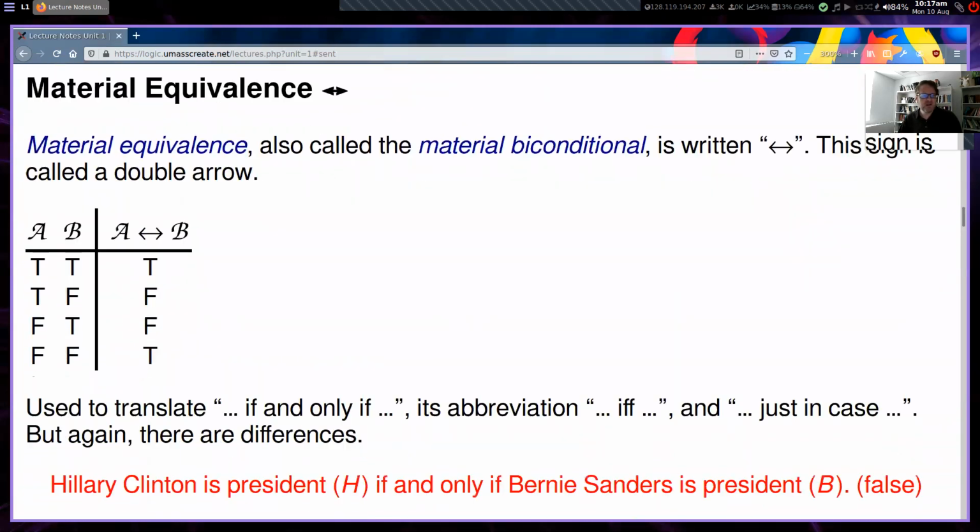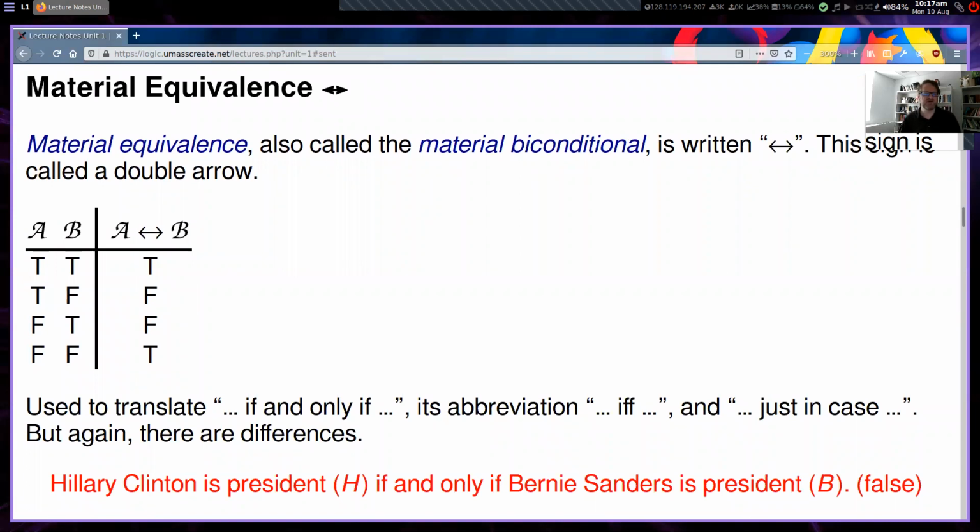Okay? And the last of the truth functions we're going to talk about is material equivalence, also called the material biconditional. Now this is like the one-way arrow, but it's a two-way arrow. The arrow goes in both directions. The sign is called the double arrow. Regard this as true when the two sides are the same. So when A and B are both true, it's true. When A and B are both false, we regard it as true. When we have true on the left and false on the right, we regard it as false. When we have false on the left and true on the right, we regard it as false. So we use this to translate the phrase if and only if, or the abbreviation of if and only if, you may know from math, IFF, or the phrase just in case.